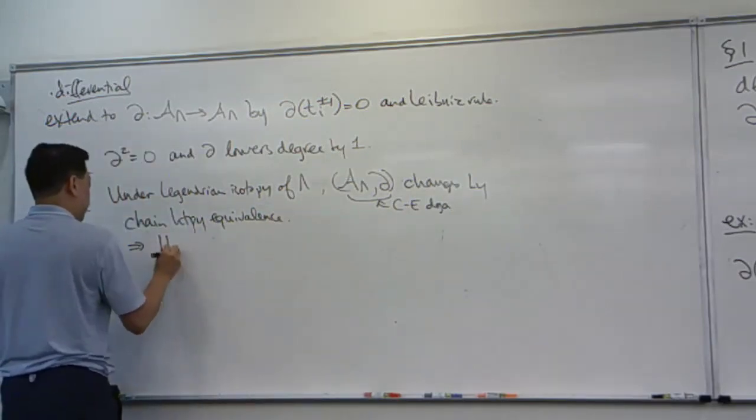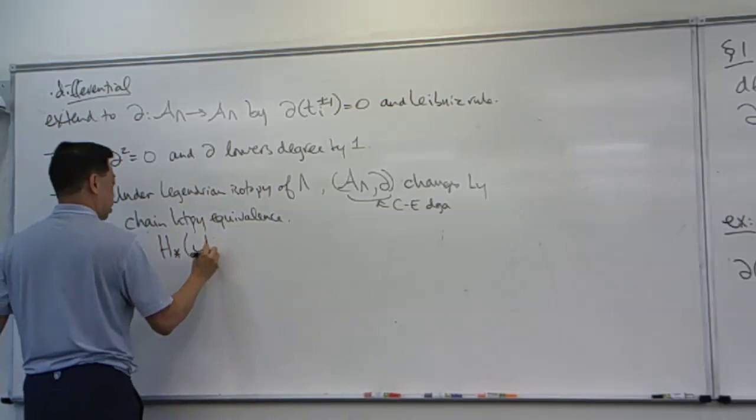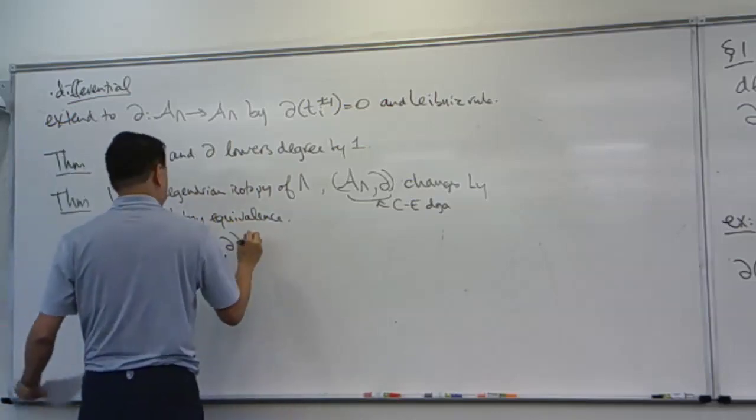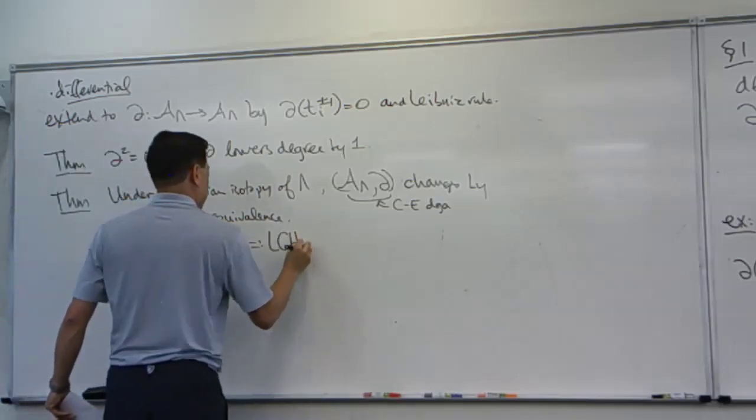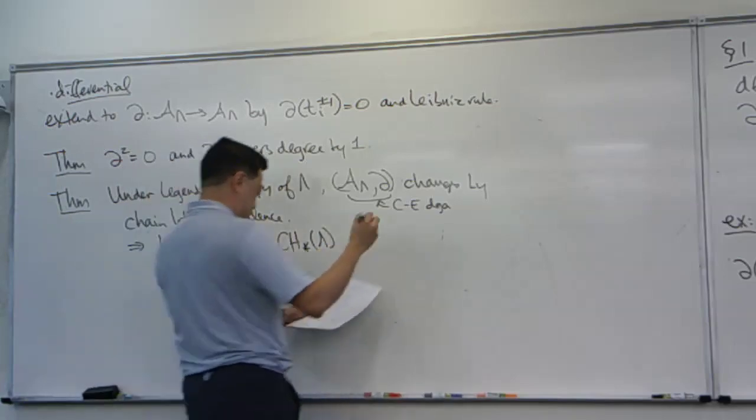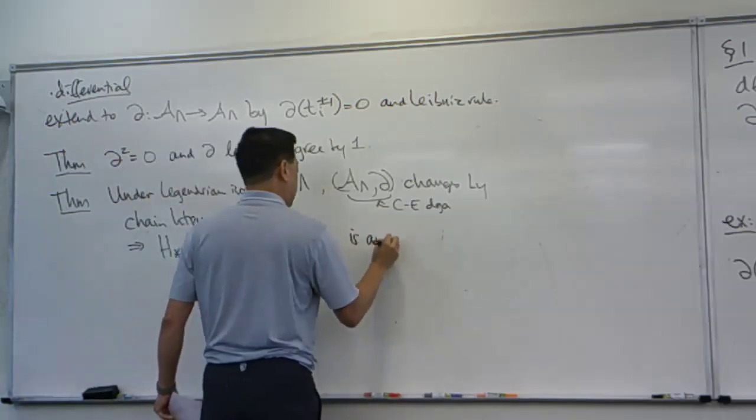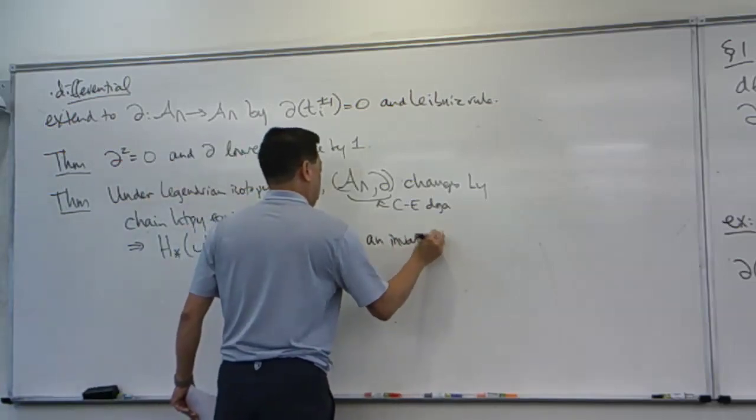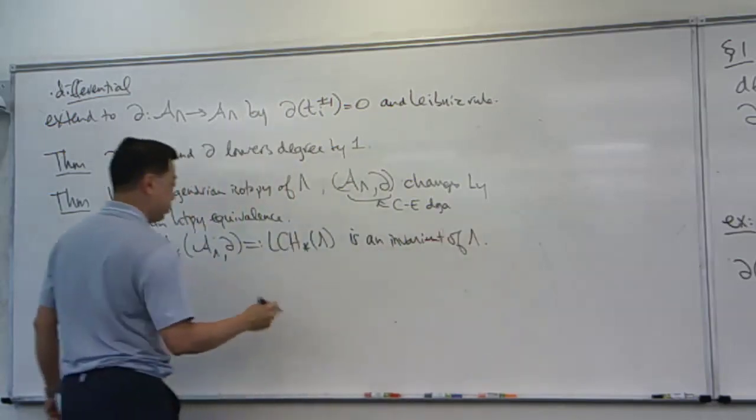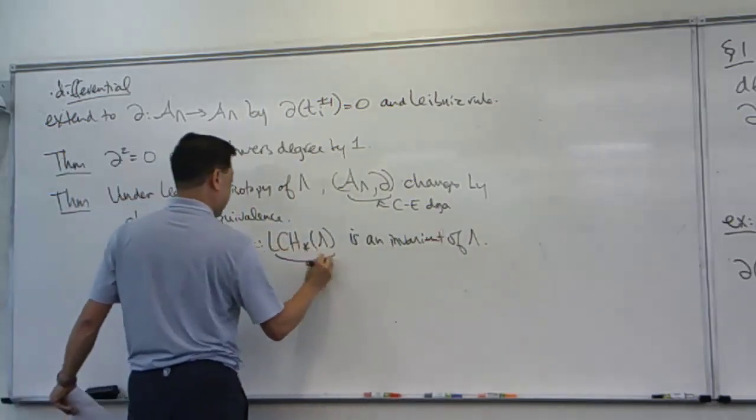And so that tells us that if I take the homology of this thing, LCH of lambda, this is an invariant of lambda under Legendrian isotopy.